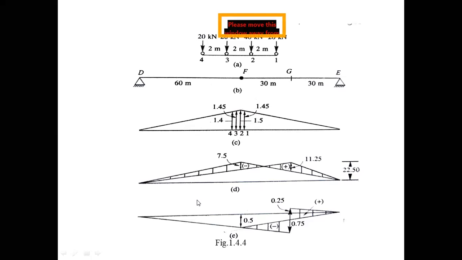Using influence line diagrams, you can draw the influence line ordinates, place them, and find the other ordinates. I will explain in the next class. Okay, let us stop here. Next class we will finish this chapter. Thank you.